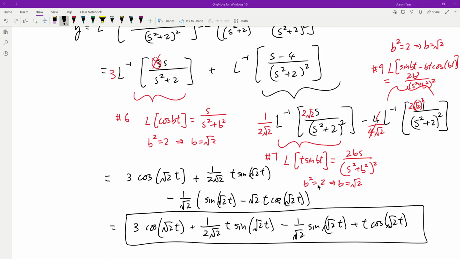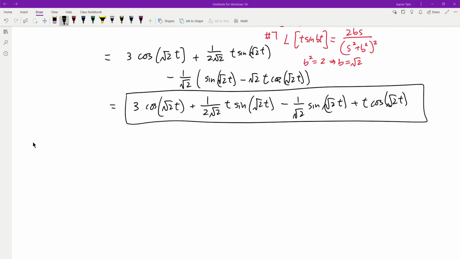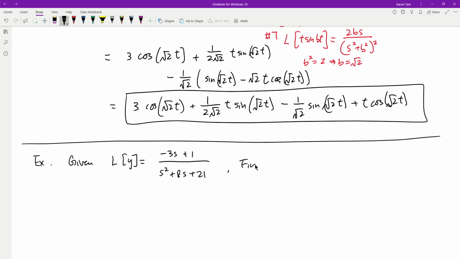Okay, now let's try this one. So this one is trickier to do. So let's see if we can figure this one out. Okay, so let's say we're given the Laplace transform of y is equal to negative 3s plus 1 over s squared plus 8s plus 21. Find y. So now this one is definitely tougher to do.